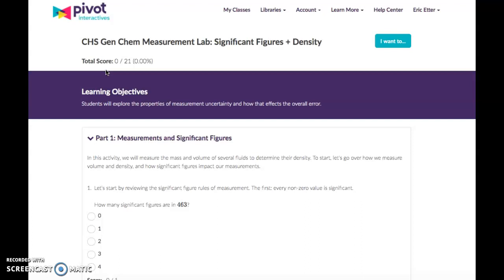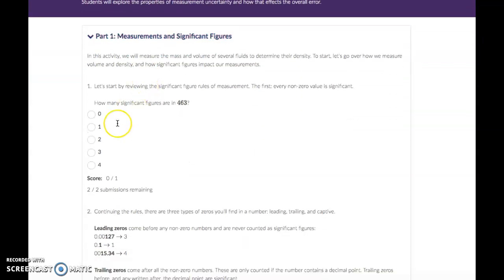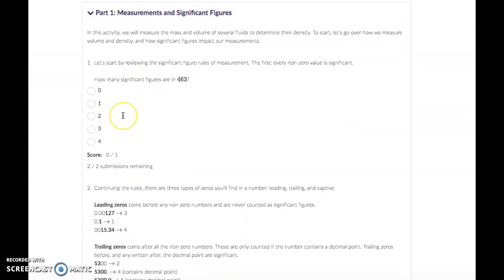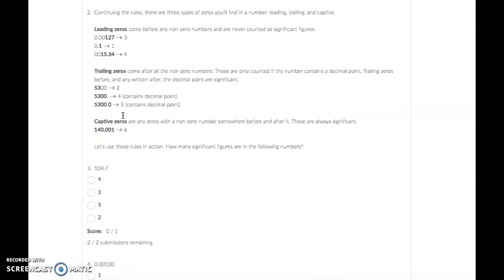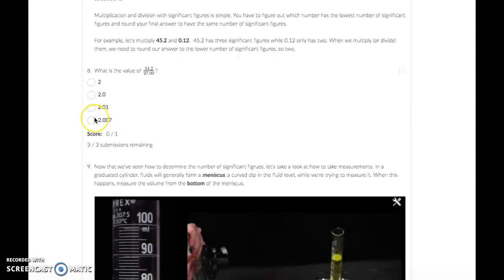This really is a unit review lab. Everything in this should be review. The beginning here, part one, is measurement and sig figs. The questions are pretty straightforward, asking you about sig figs. I will let you work through those on your own.